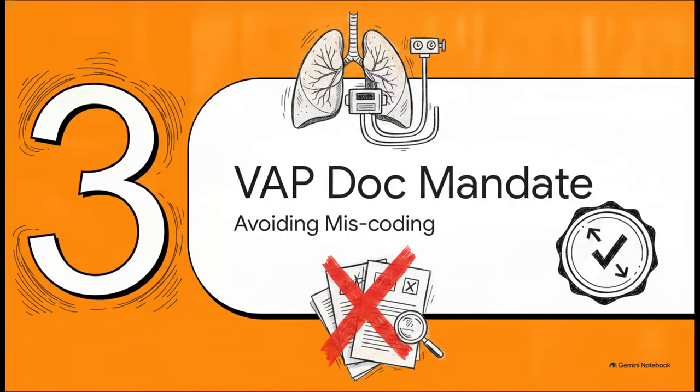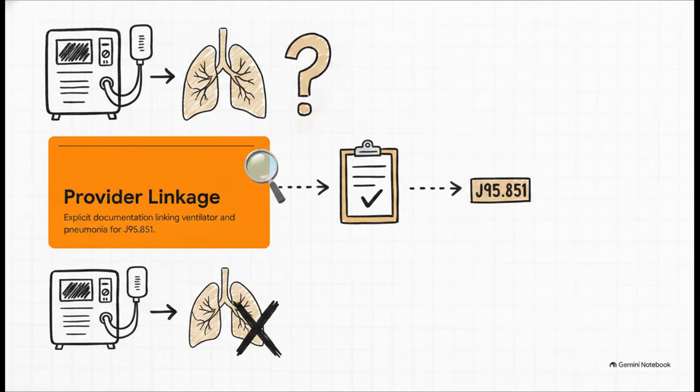Section 3, VAP, the documentation mandate, and avoiding the miscoding trap. All right, we are pivoting to post-procedural respiratory complications now. Let me be clear. Miscoding ventilator-associated pneumonia is a massive compliance risk. Getting this right is completely non-negotiable for auditors. This brings us to perhaps the most vital concept in this entire explainer, provider linkage.